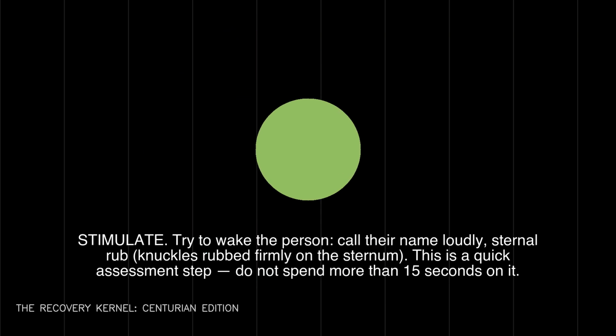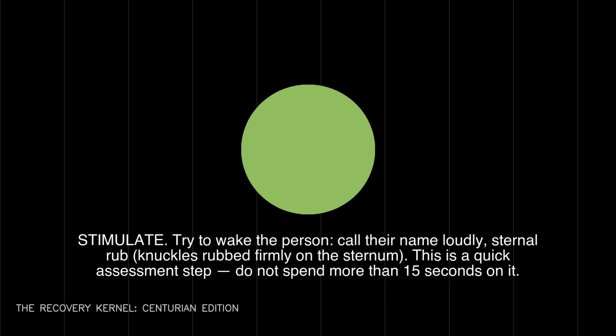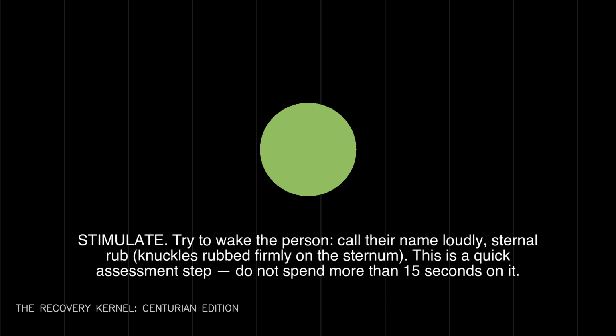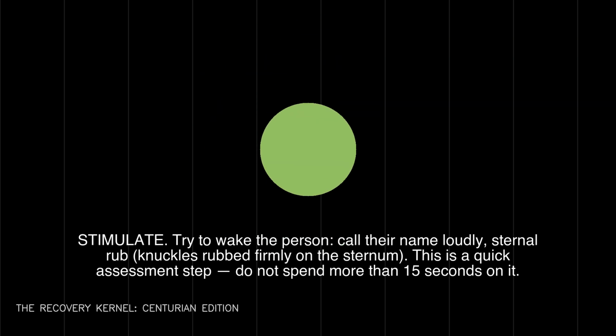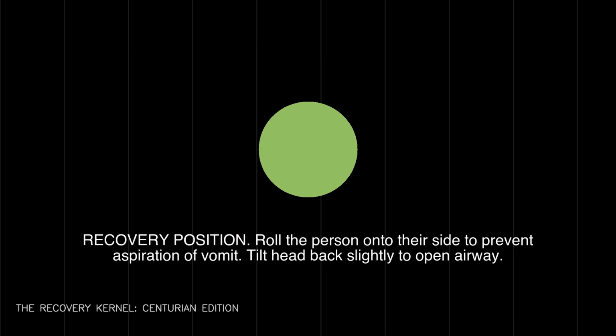Tilt head back slightly to open airway. Give naloxone, first dose. Nasal spray: insert into one nostril, press plunger. Injectable: 0.4 mg IM into outer thigh.